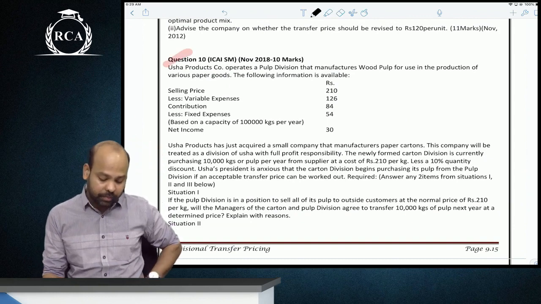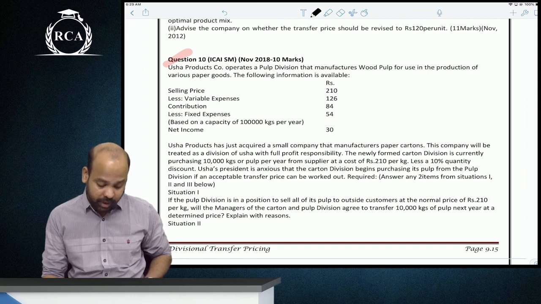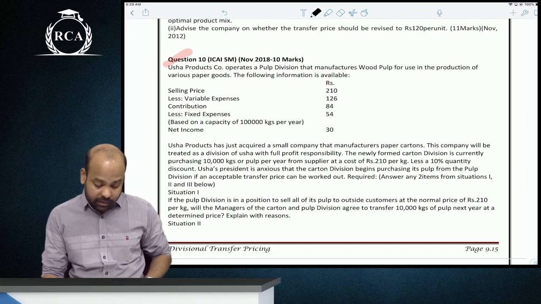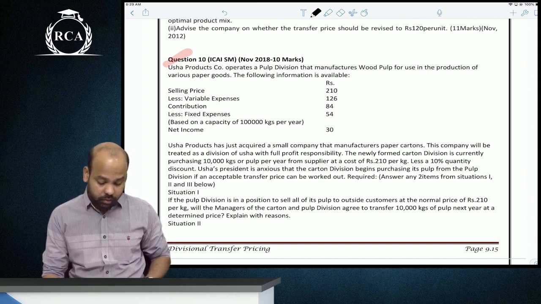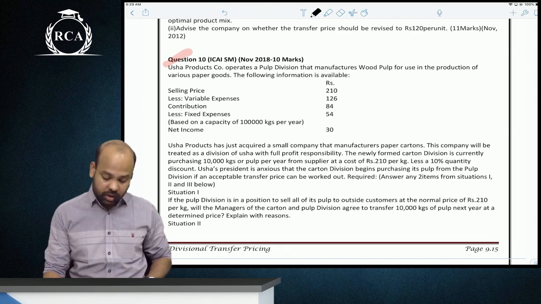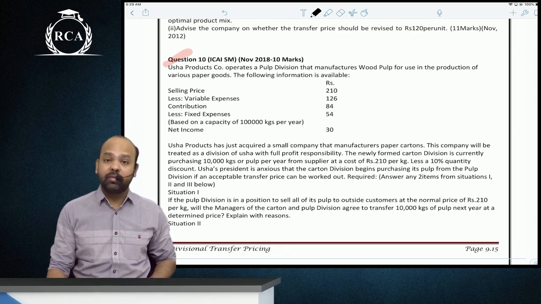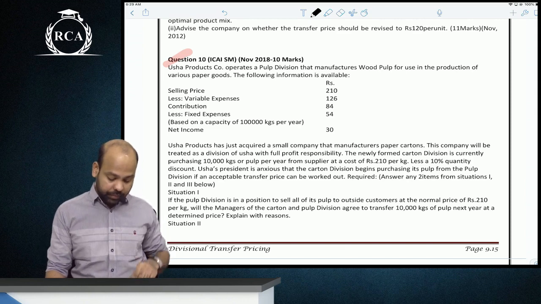Usha Products Company operates a pulp division that manufactures wood pulp for use in the production of various paper goods. The following information is available. Selling price is 210. Variable expenditure is 126. Contribution is 84. Fixed cost is 54, but that is based on a capacity of 1 lakh kgs per year. Net income is 30.